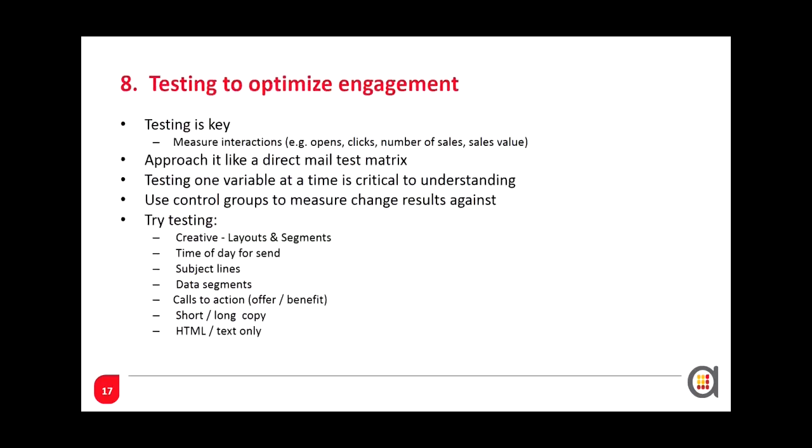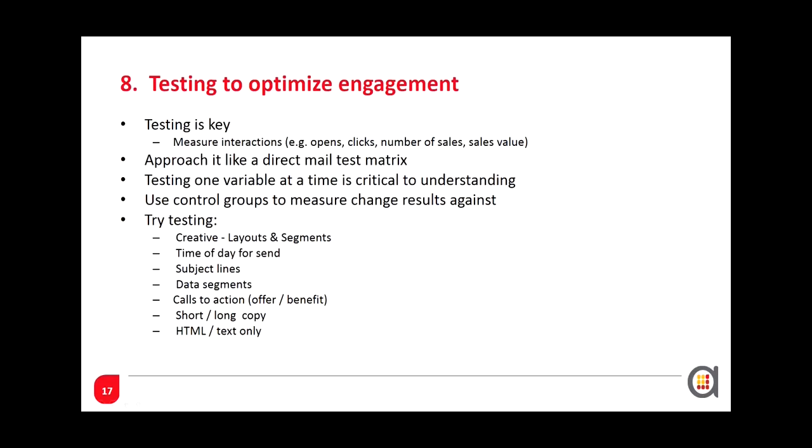Testing is always important. As I say in marketing, test, test, test. If you test like a direct mail matrix, A to B testing, you should do fine. Always have a control group so that you can measure your changes against your tests, and don't use too many variables when you're testing. You always want to know which element specifically is causing you issues or increasing your performance.